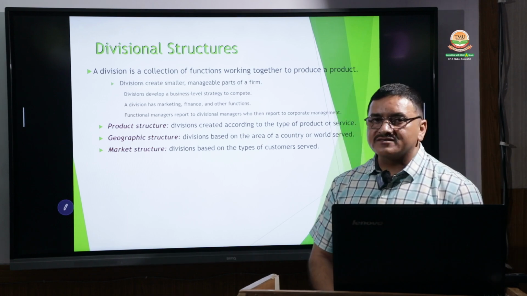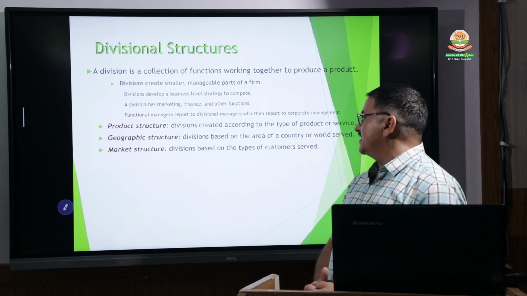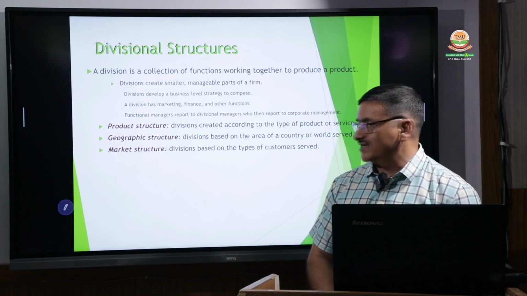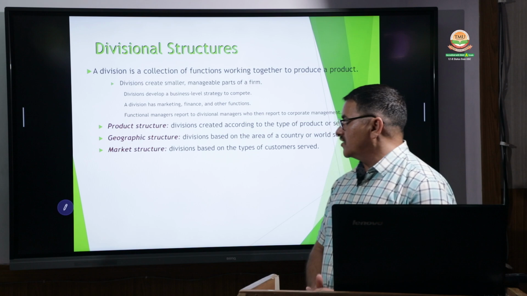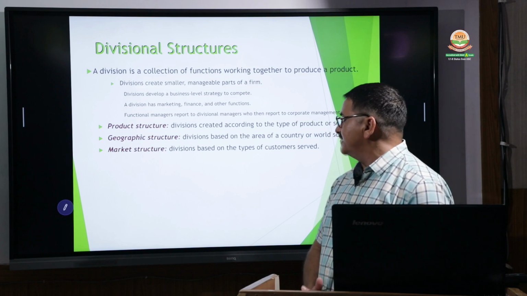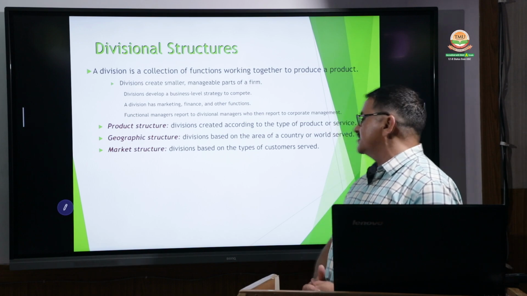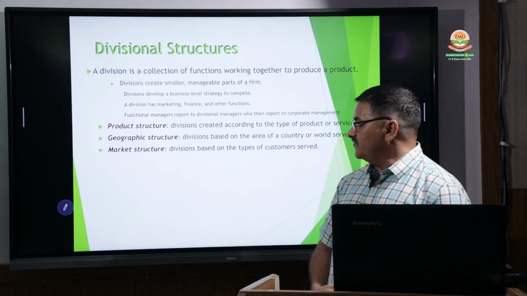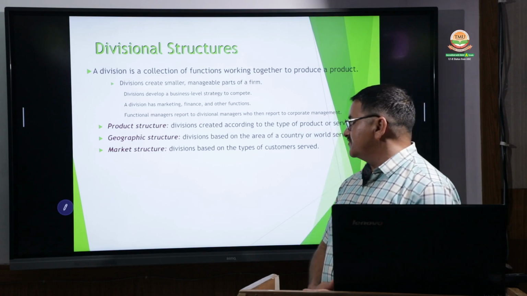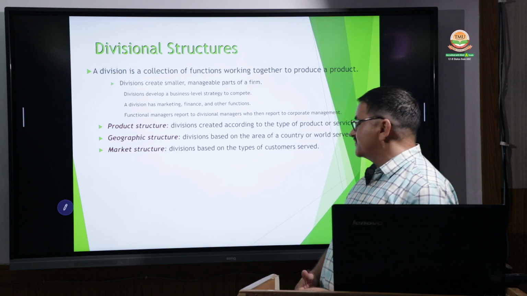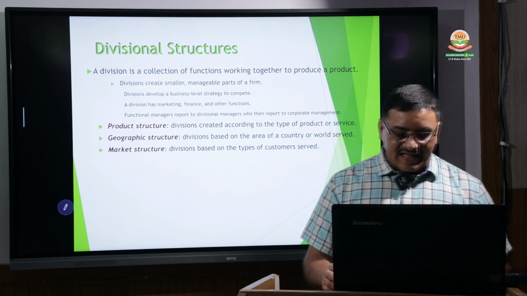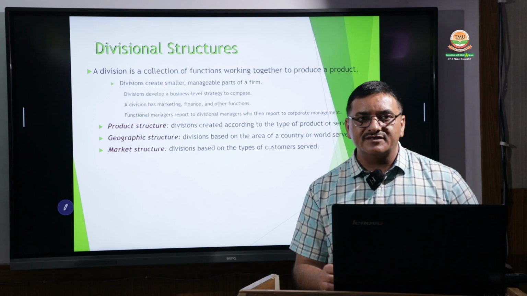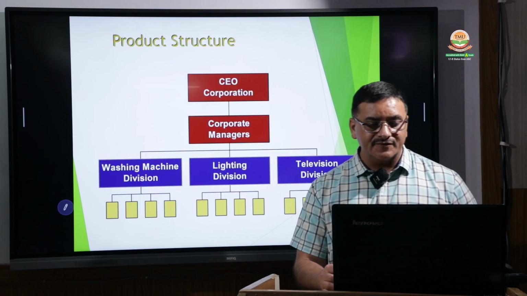Then we can have product structures also, like the division created according to the type of product or services manufactured or provided by the company. Then we can have geographic structure, that is the division based on the area of a country or the world where they are serving their products and services. Then we have market structure, that is the divisions which are based on the type of customers served. While doing such type of division, we have to take into consideration the distribution aspects also.